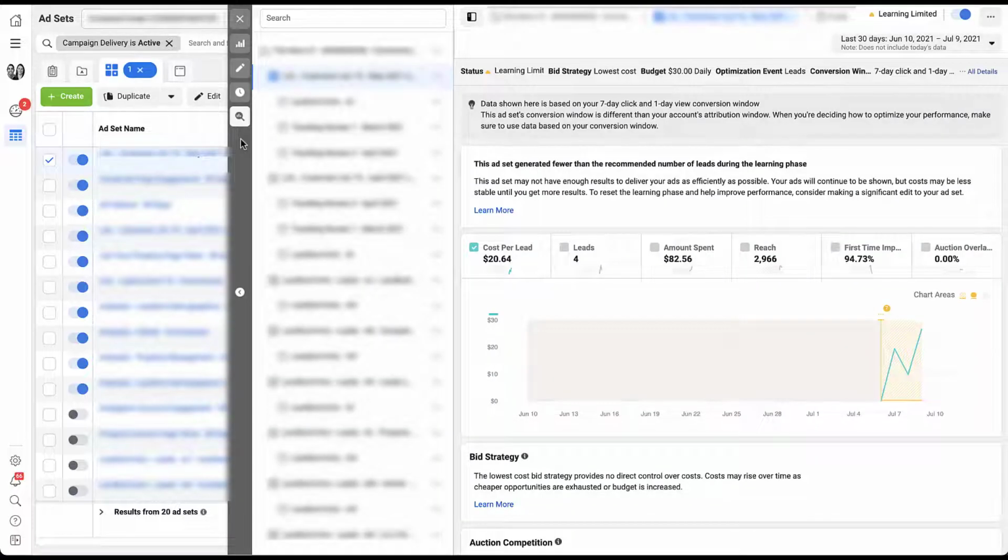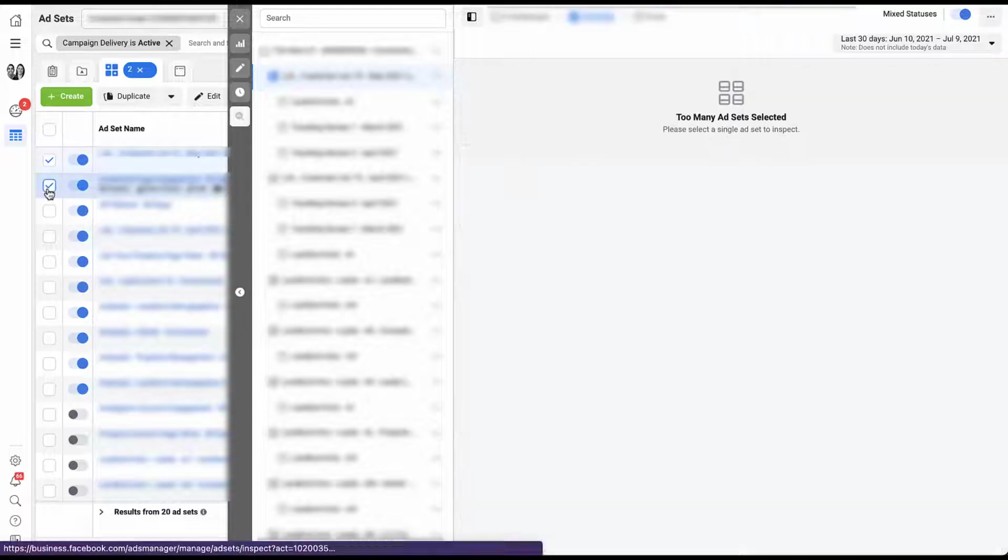So this is how you get to the Inspect tool for a single ad set. You're not able to select multiple ad sets and use the Inspect tool. If I check the box next to a second one over here, everything in this area will go away because you have to have only one single ad set selected to inspect it. So I'm going to uncheck this box.